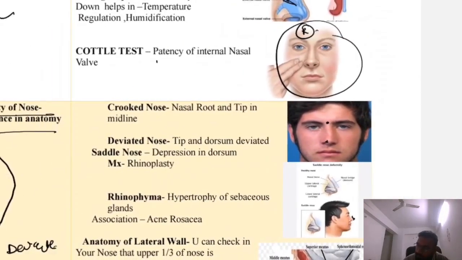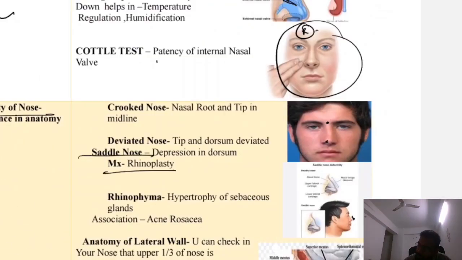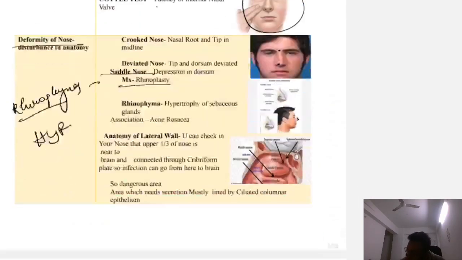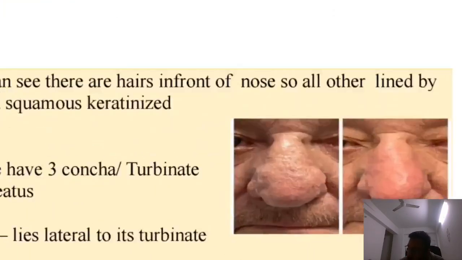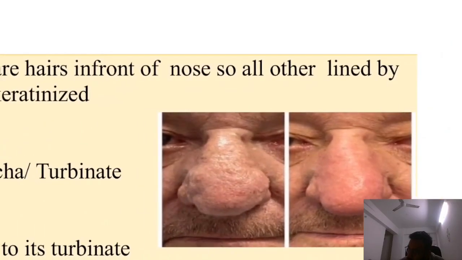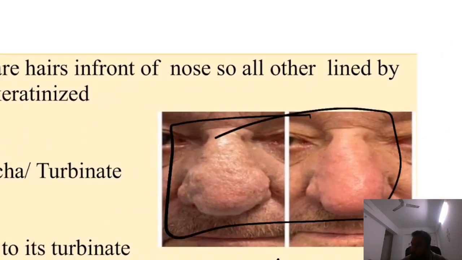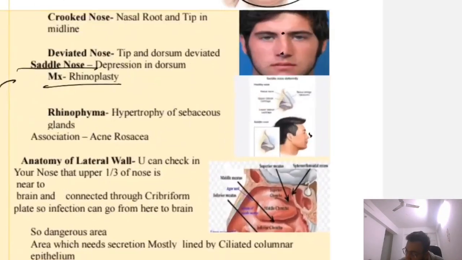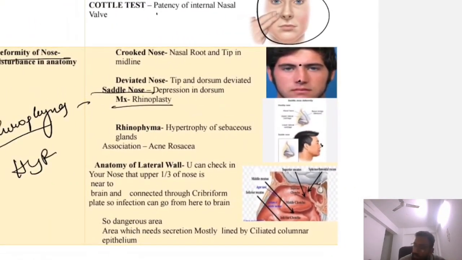Okay, so how will you manage this patient? By doing rhinoplasty. Saddle nose is treated by rhinoplasty. Next is rhinophyma. What is rhinophyma? Rhinophyma is hypertrophy of the sebaceous glands. You can see this is rhinophyma. This is hypertrophy of the sebaceous glands. It is associated with acne rosacea.